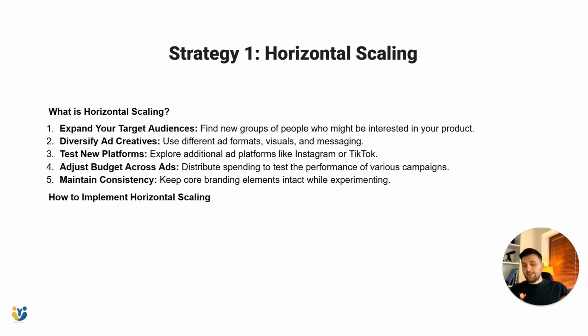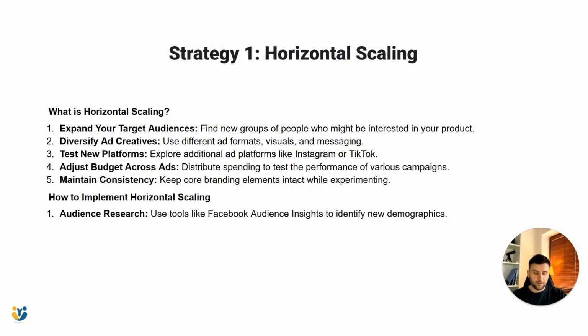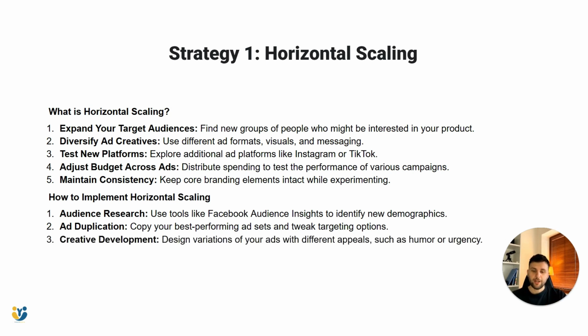So, let's just dive deep into how to actually implement horizontal scaling. First of all, you need to do your audience research, right? Use tools like Facebook Audience Insights, which we already went through, to identify new demographics. Then the ad duplication. You simply copy your best performing ad sets and tweak targeting options, right? Essentially, you take your best performing ads and you want to put them in front of more and more people, right? Creative development. You can then design variations of your ads with different appeals, such as humor or urgency, right?